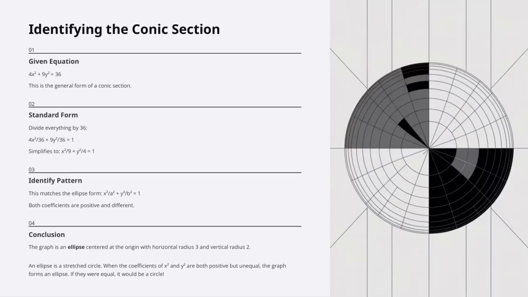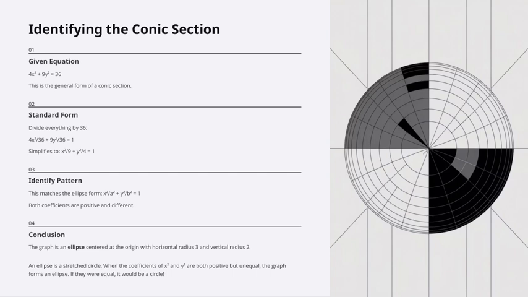The given equation is 4x² plus 9y² equals 36. This represents a general form of a conic, which means it can describe different shapes depending on how we manipulate it. To identify the specific conic, we first convert it to its standard form by dividing everything by 36. When we do that, we get x² divided by 9 plus y² divided by 4 equals 1. This step is crucial because standard forms make it easier to recognize the shape.